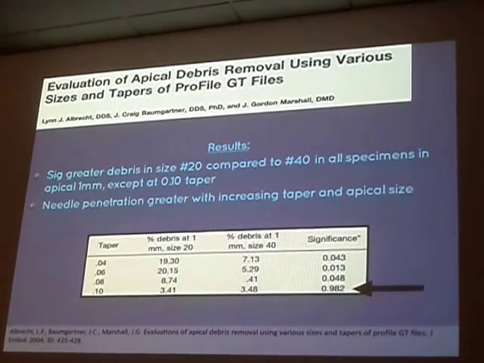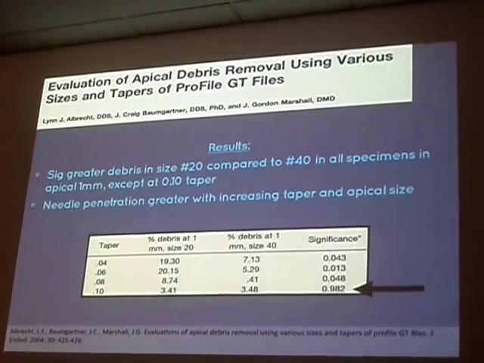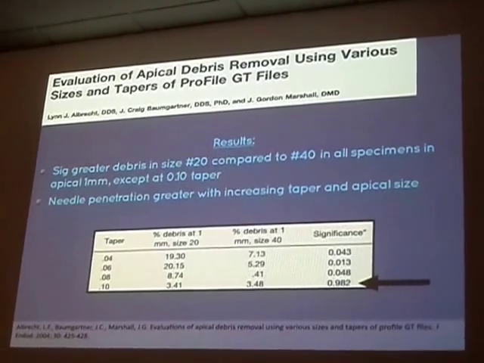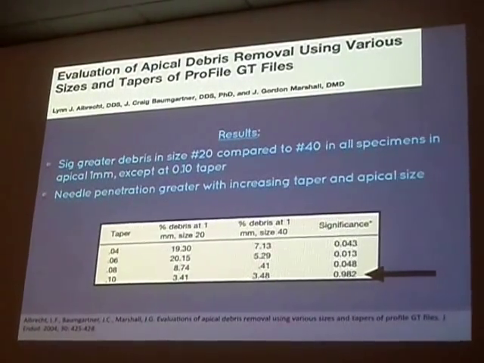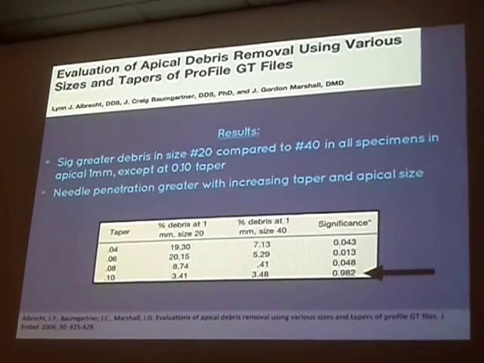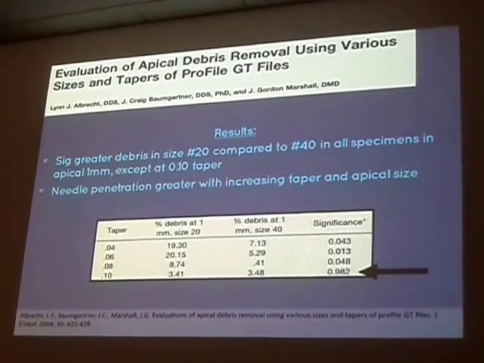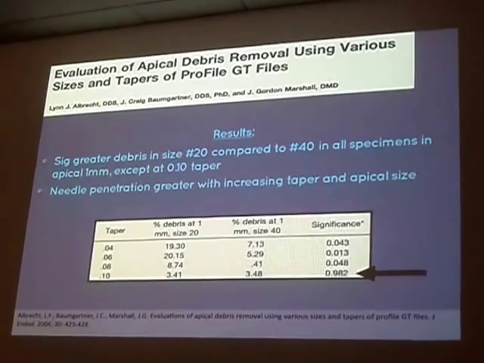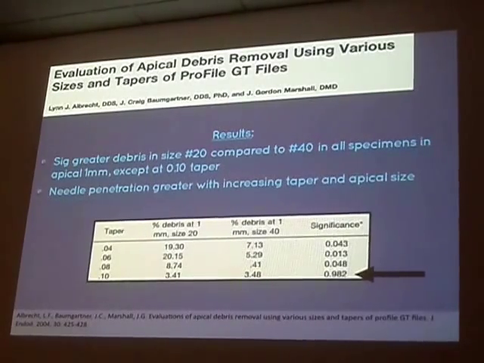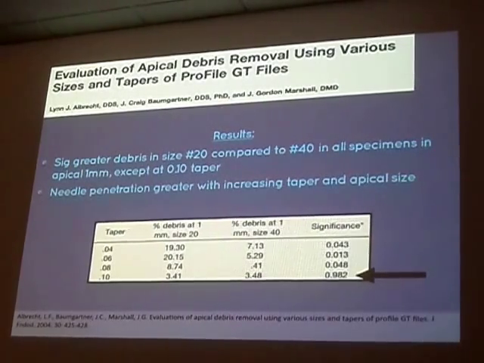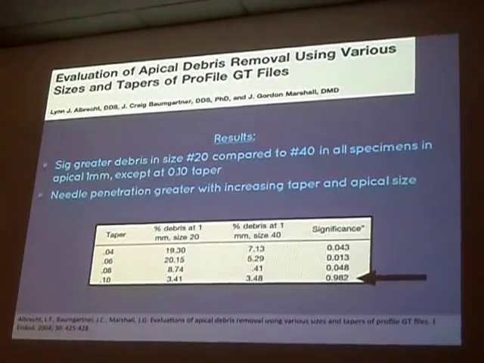So basically what he finds is that there's only a significant difference on debridement, or how far the irrigant actually reaches the apex. And this significant difference is only at a 0.1 taper.